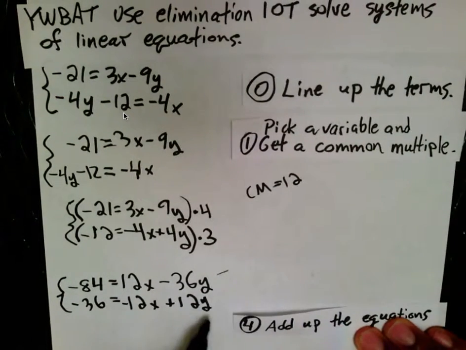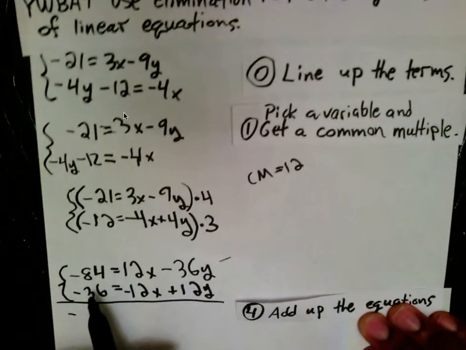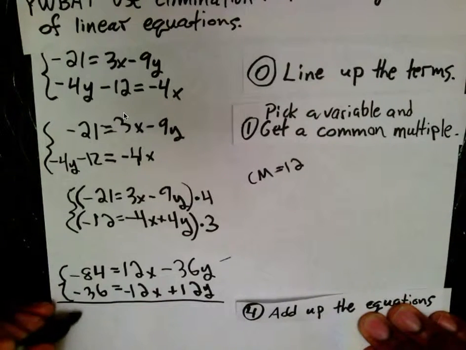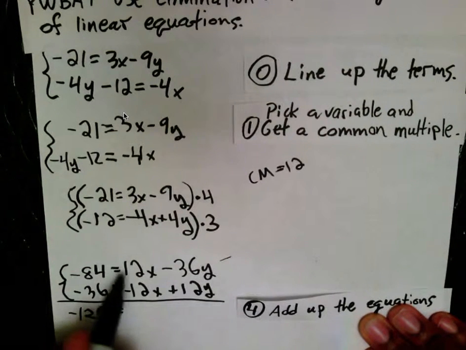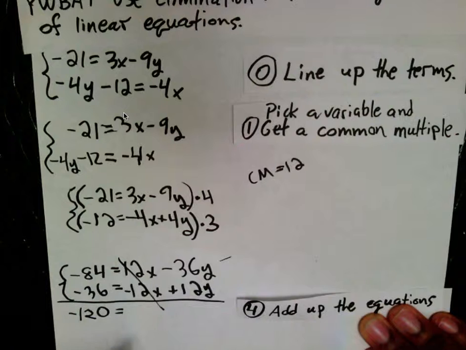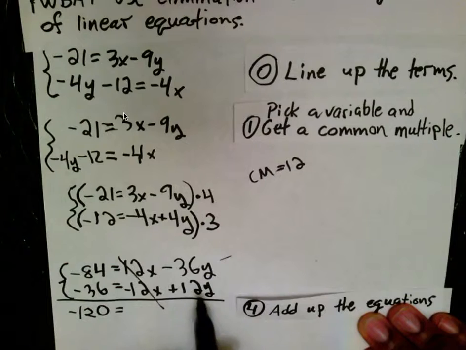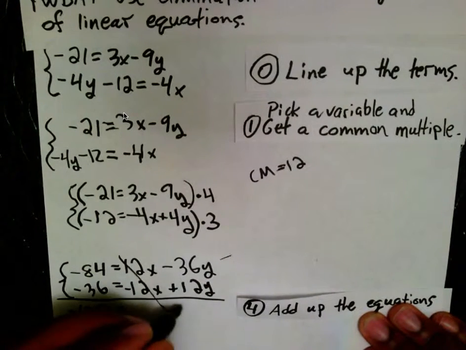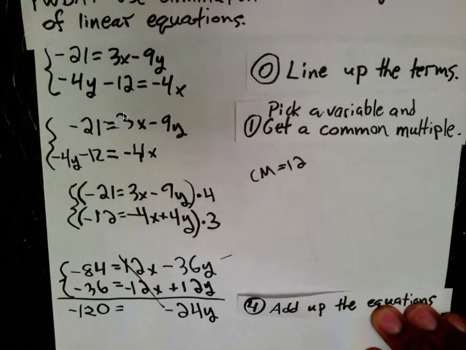Now we can just go ahead and work with adding up the equations. Negative 84 plus 36 is going to be equal to negative 84 plus negative 36. It's the same as saying negative 84 minus 36. It's going to be negative 120. Negative 120 equals, 12 and negative 12 cancel out. So 12x minus 12x is 0. And now negative 36y plus 12y, that is equal to negative 24y. So I have successfully added up the equations. And as you can see, my x was eliminated.